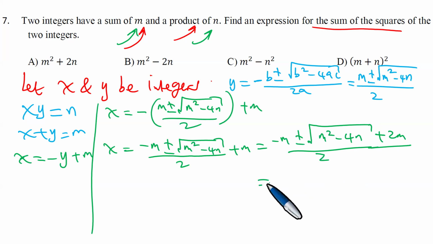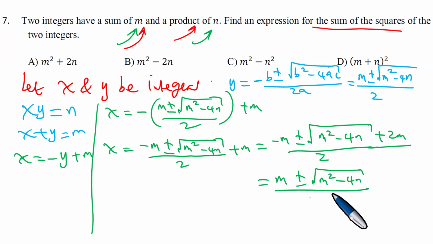2m. Okay, minus m plus 2m, it's m. Okay, then the answer is going to come out of this over 2. Okay, now you have this. So what then do we have here? Okay, let's check.